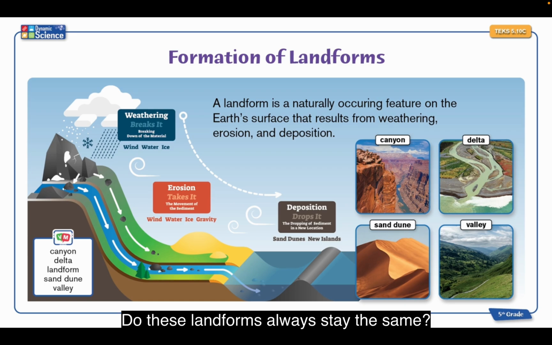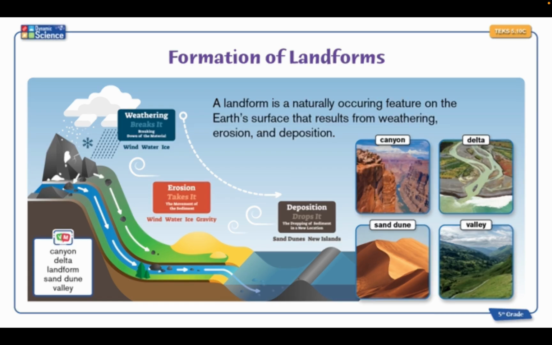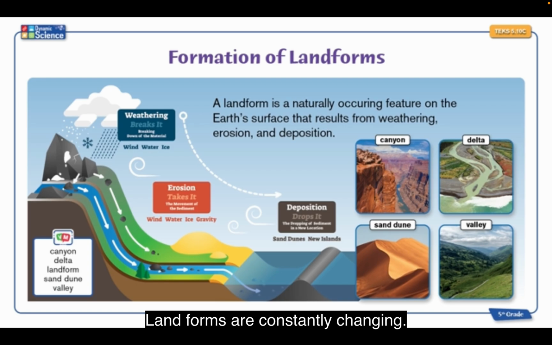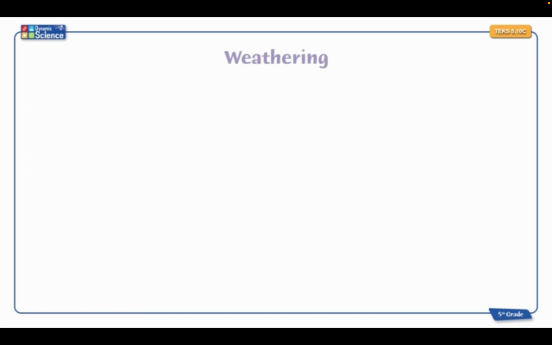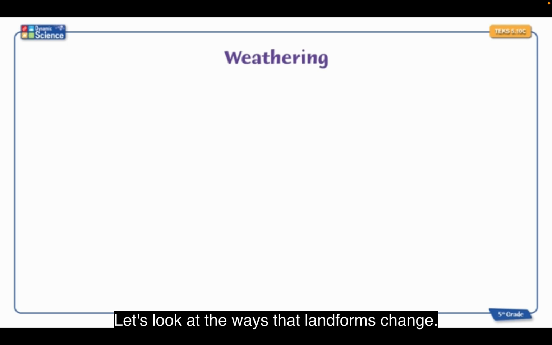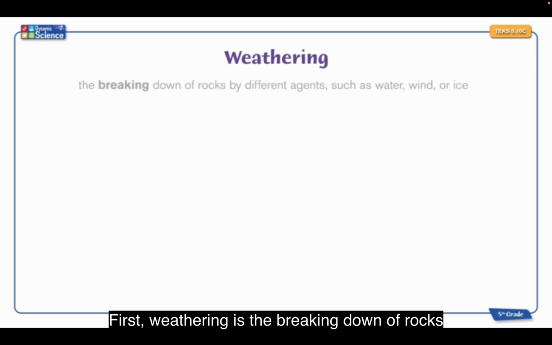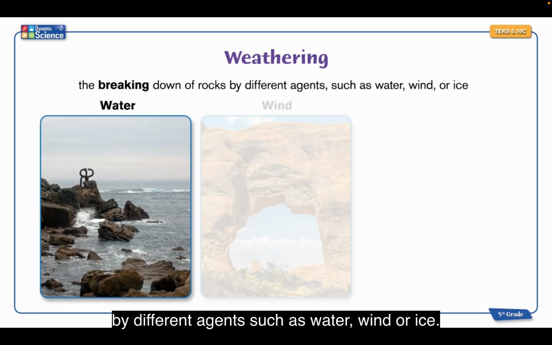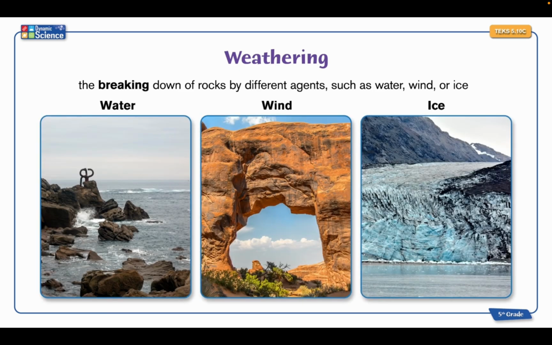Do these landforms always stay the same? Of course not. Landforms are constantly changing. Let's look at the ways that landforms change. First, weathering is the breaking down of rocks by different agents such as water, wind, or ice.